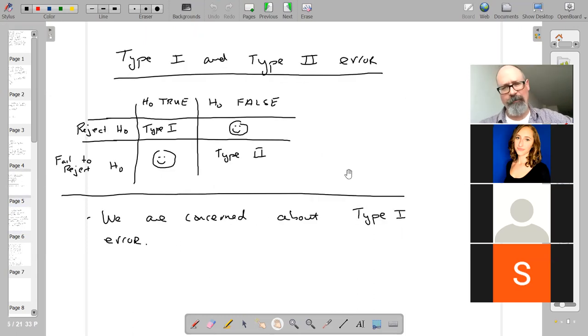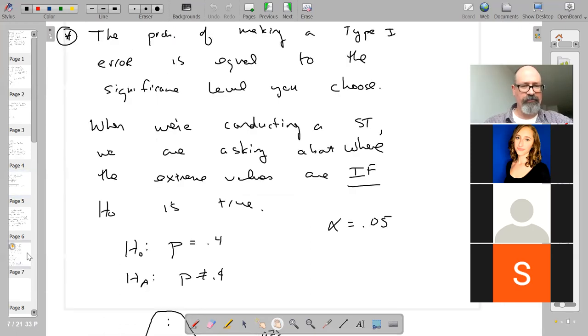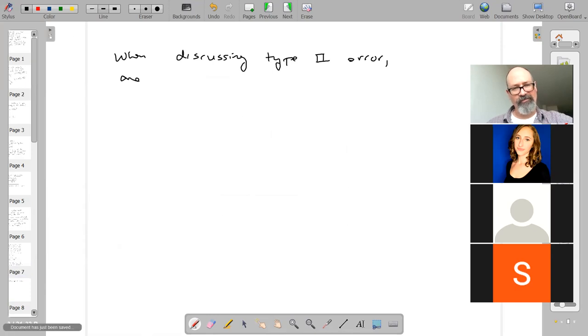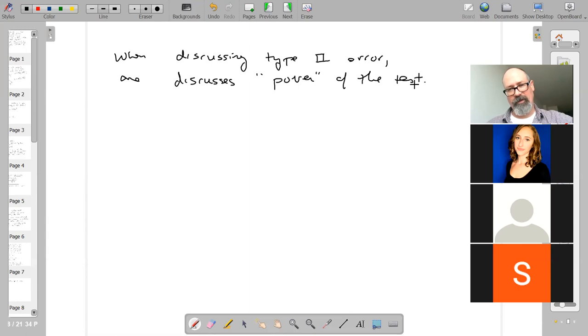So the type two error is another error that this type of testing regime can actually make. It could be that the null hypothesis is false and you failed to reject it. That's making a type two error. The measurement that's associated to a type two error is called the power of the test. So when discussing type two error in the matrix that we have, one discusses the power of the test.